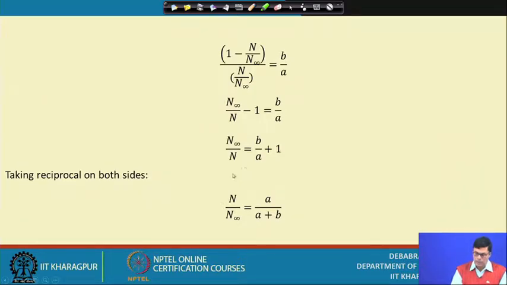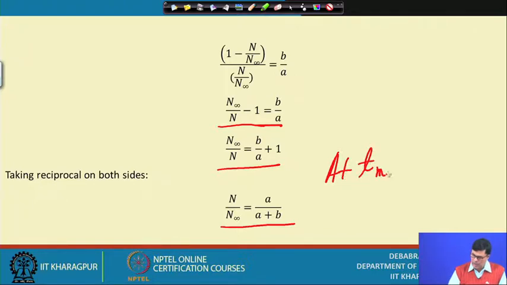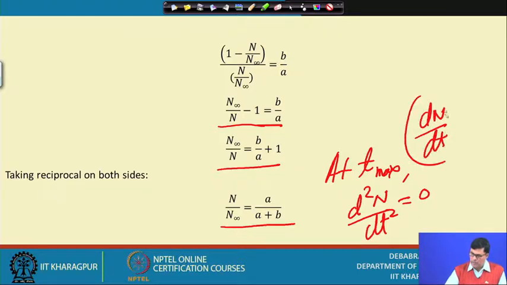Now, when we go further, we come across this equation, and if we solve it, taking the minus 1 to this side, I can write that A N by N infinity equals A plus B. That means, we can say at T max, when d2N by dt2 is equal to 0, which occurs when dN by dt is maximum, this is possible when N by N infinity equals A by A plus B. This we can easily find out.